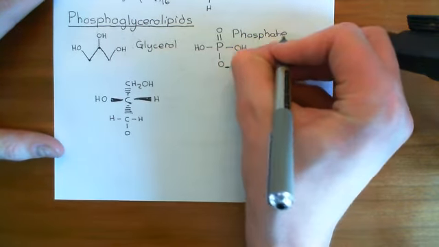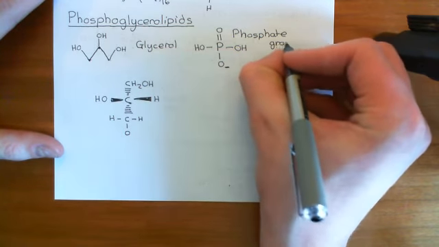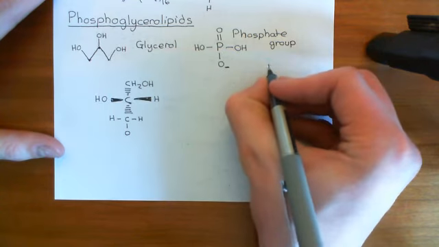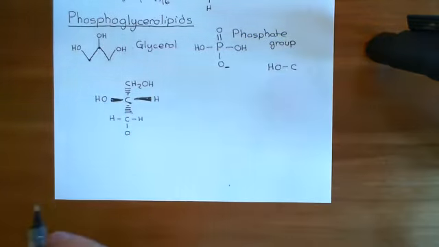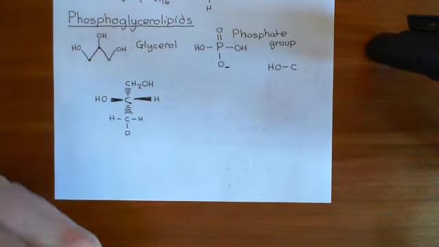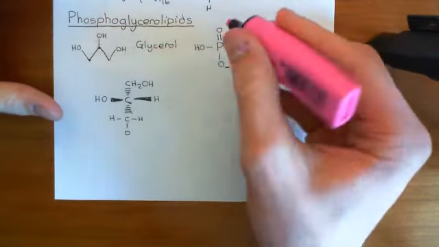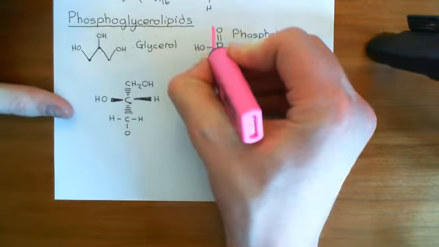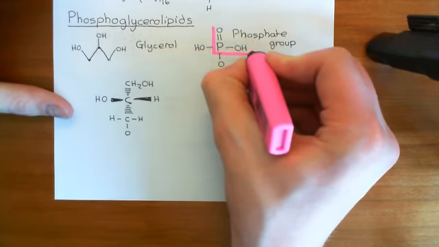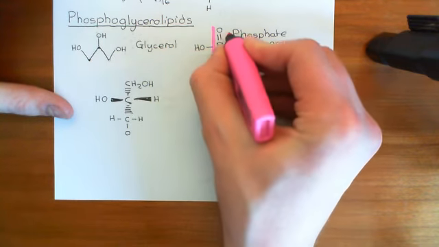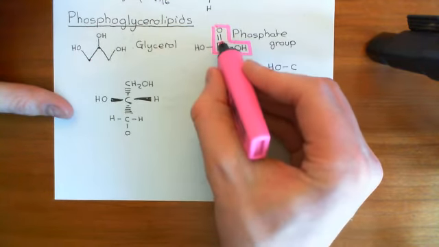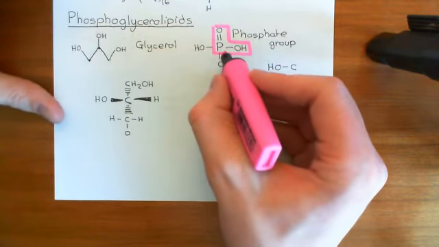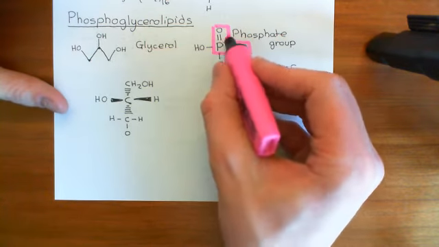Now, basically you can attach phosphate groups to alcohol groups in a very similar way to the way that you can attach carboxylic acid groups to alcohol groups. If you look closely at the structure of this phosphate group here, look at this phosphorus atom with the alcohol group coming off and the double bond to an oxygen. If I replace that phosphorus atom with a carbon atom, it would look exactly like a carboxylic acid group.